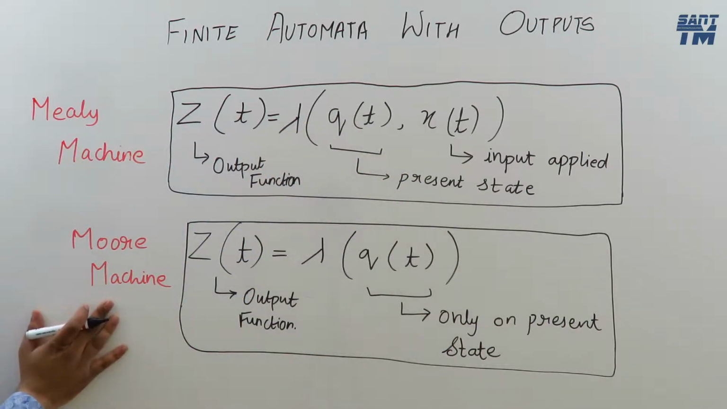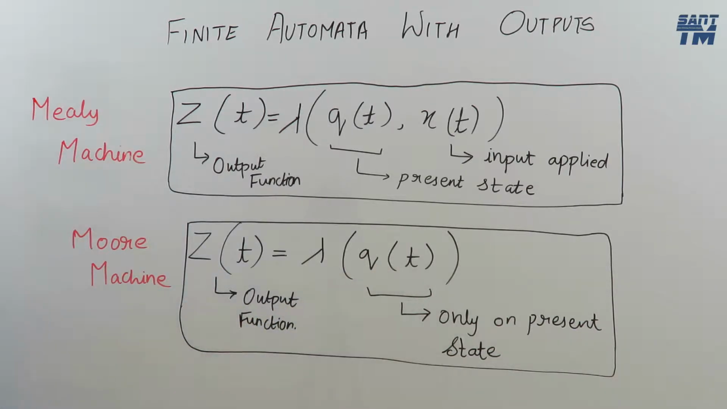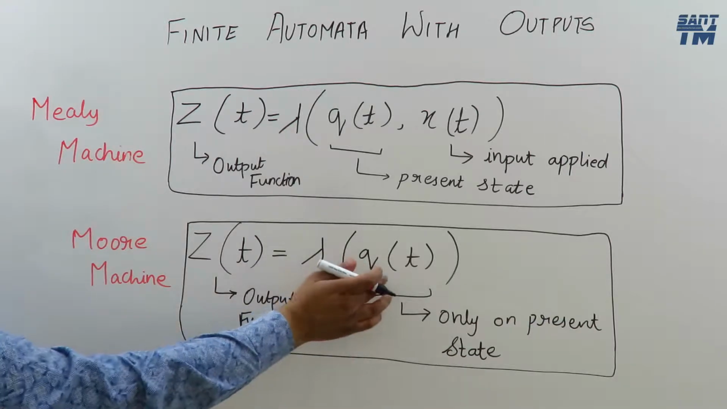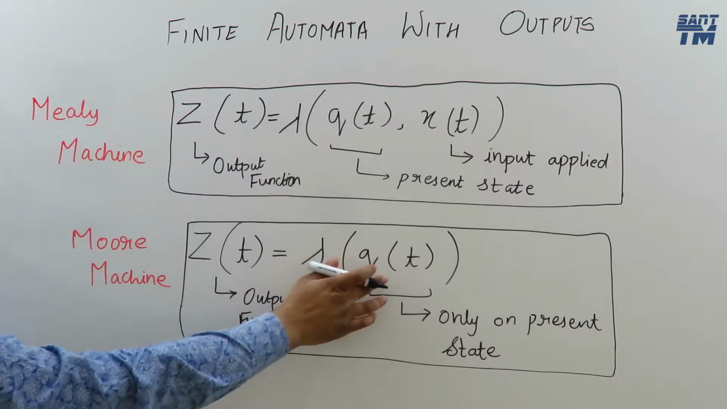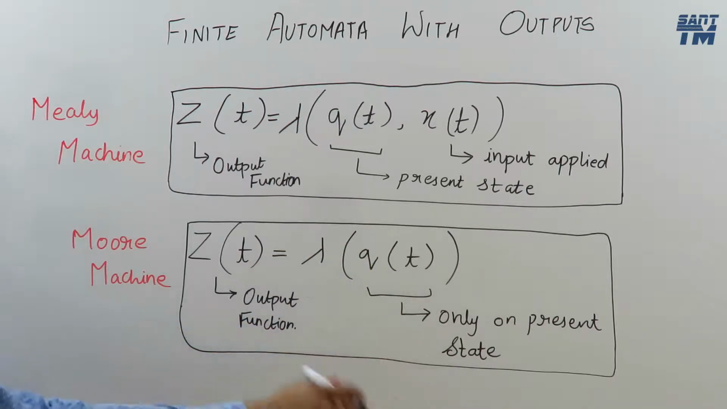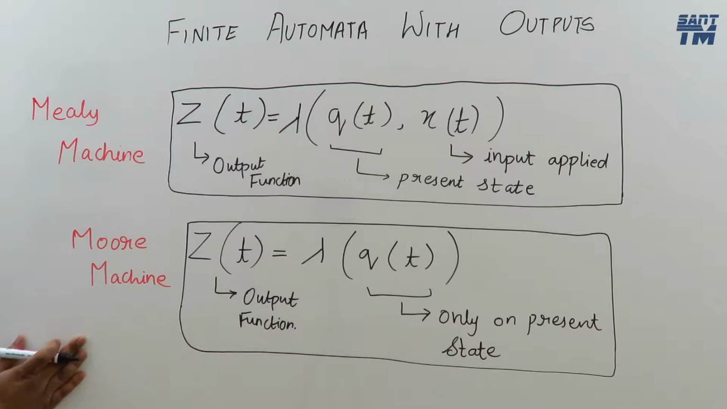But in the case of the Moore machine, our output function is dependent only on the present state. That means whatever input is given to the machine, it will only check the state of the machine and take the next move according to this state only. It will not check the input symbol. This is the major difference between Mealy and Moore machines. Now we will discuss their analytical definitions and then see their examples.